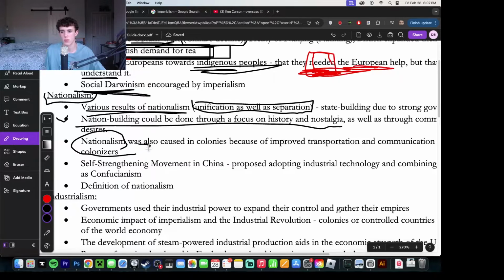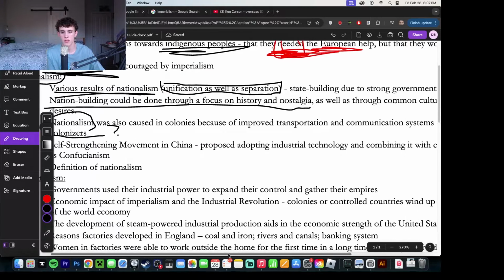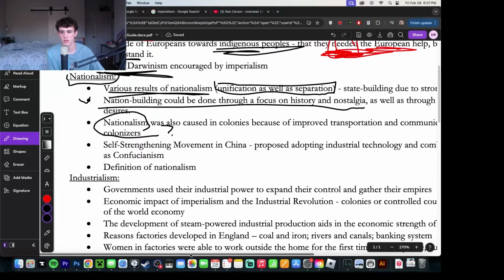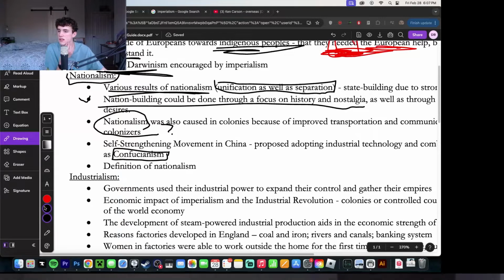This one's a little weird. I don't know what we're talking about. So, the Self-Strengthening Movement in China: proposing and adopting industrial technology combined with existing traditions such as Confucianism. This was kind of a problem China faced during the Industrial Revolution. China didn't really want to industrialize as much because they had a lot of traditional beliefs. They were big in agriculture, big in all this stuff, right? So they didn't really want to start changing.